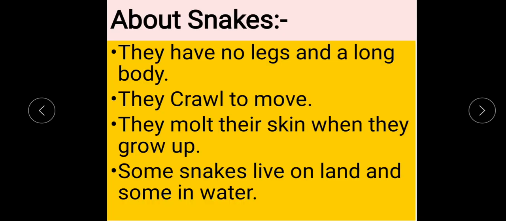Okay. Next is about snakes. Snakes are also reptiles with no legs and a long body. They have no legs and a long body. As they don't have legs, they crawl to move. Okay, the movement is crawl or slither. Snakes also have that scaly skin I was talking about.